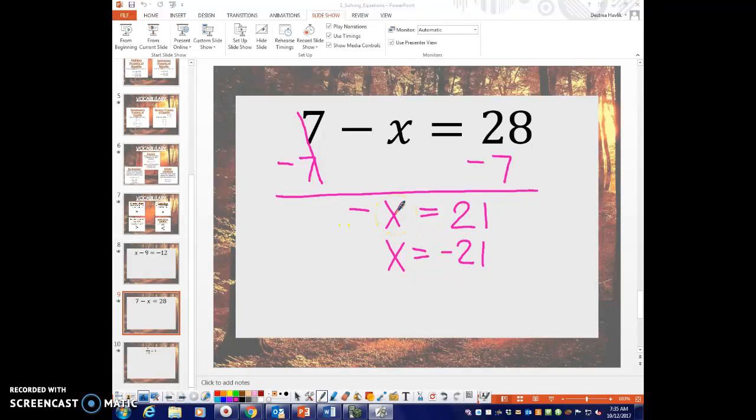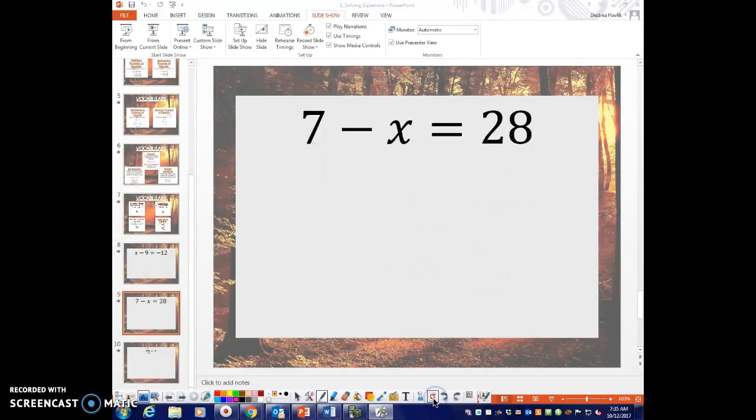Change it to a positive, and this one changes to a negative. Remember, it does the opposite. So x equals negative 21. Okay? Because you cannot have a negative x. That's not allowed. No. Okay? And this example here.